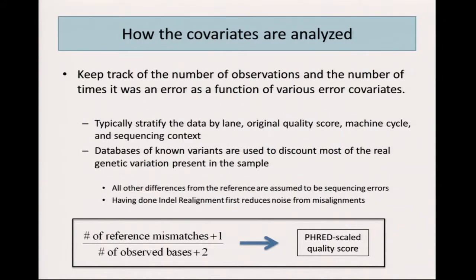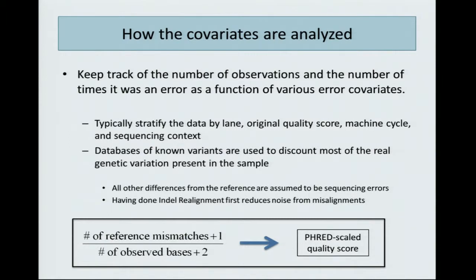Like I said, we're going to stratify by lane, quality score, machine cycle, and sequencing context. Luckily, thanks to having dbSNP and the 1,000 Genomes Project and all these things, the vast majority of the variation in your sample is known. So you simply discount those sites, you kick them out, and you say any other mismatches in the read are the errors. Although that's a little bit of an overestimate of the error, you're trying to find these gross biases, right? And some really powerful things happen when you do this.